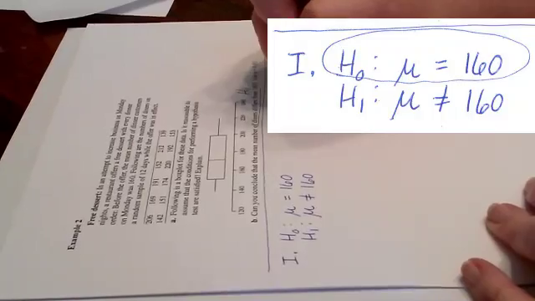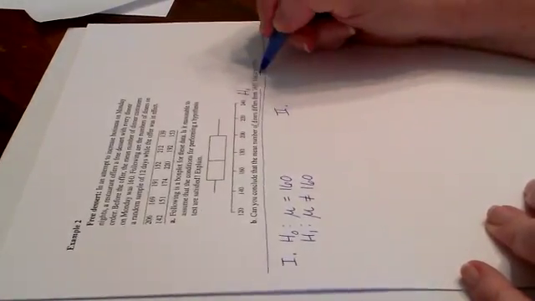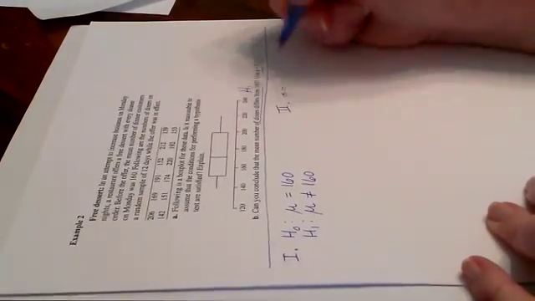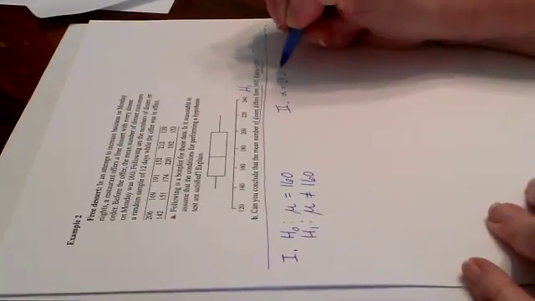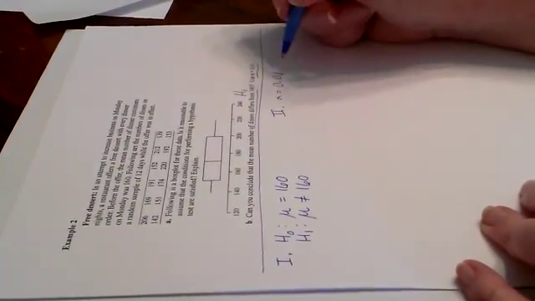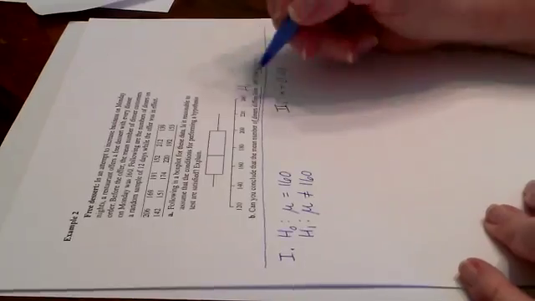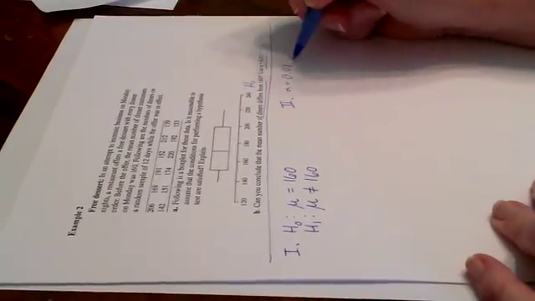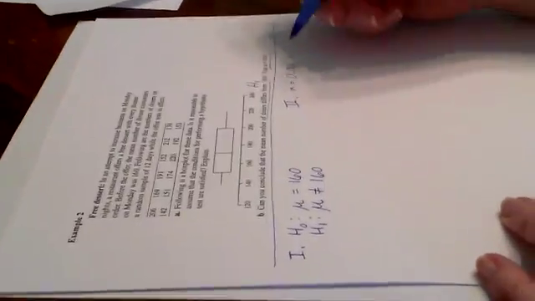Step 2. I need to find the alpha, and there it is. Alpha is 0.01. So in this problem, he set the alpha a little bit lower. Now he's saying 1% would be unusual.